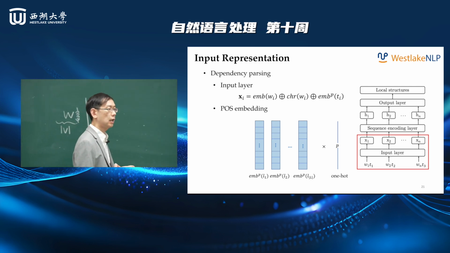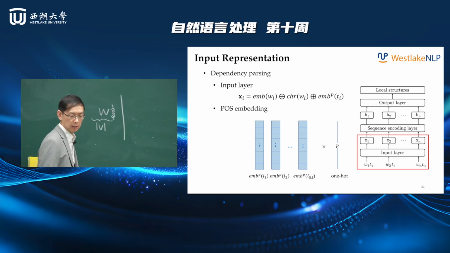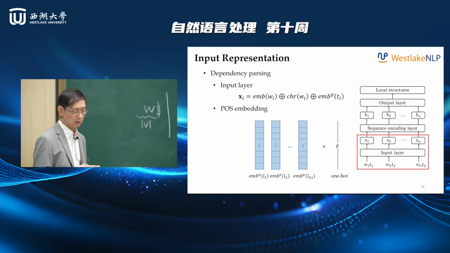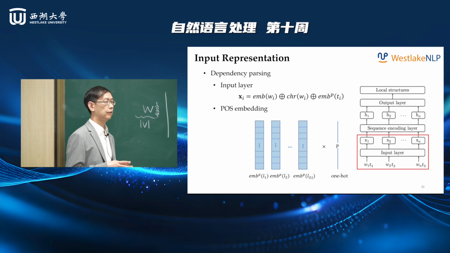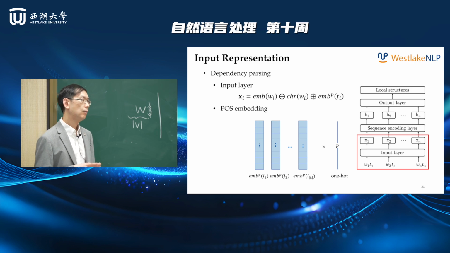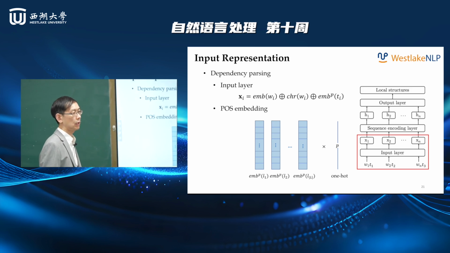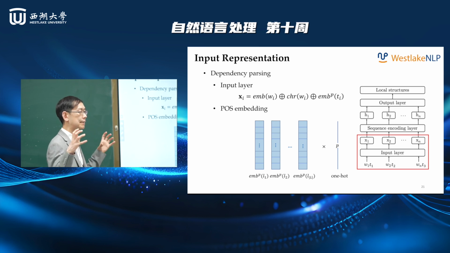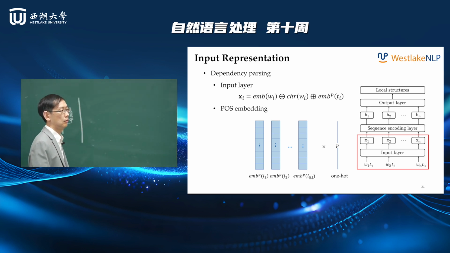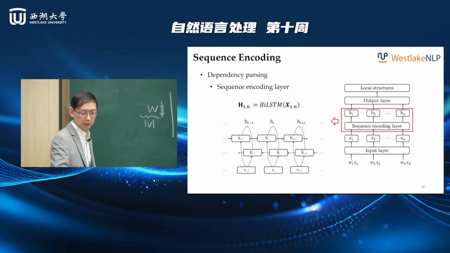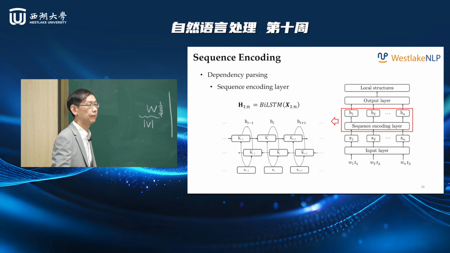So in the end, x_i, the representation of the ith word, will be the embedding of the word concatenated with the character-based representation of the word, concatenated with the embedding of the part of speech, okay? So now that we've learned the embedding of characters and part-of-speech labels, we know that we can embed everything, if this everything is a closed set of labels, right? You can use the same technique to embed everything. This is the input layer. For the sequence encoding layer, I really don't have too much to say. Because again, we can use a bidirectional LSTM to calculate a hidden state for every input token.